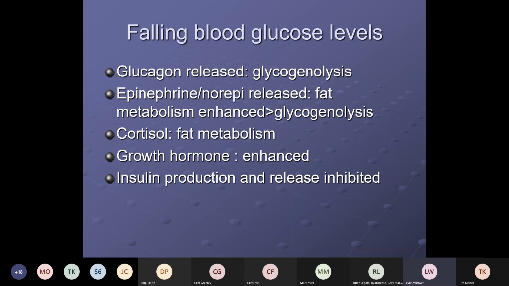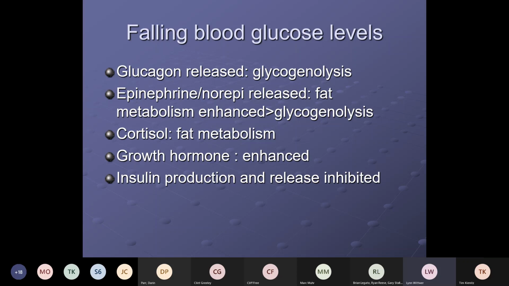Now, when your blood glucose level falls, and for most of us that's falling below 60, and in the case of a true diabetic, if it falls below 80, you begin to release the counter-regulatory hormones. Glucagon causes glycogenolysis, which means that it takes glycogen that's stored in the liver and breaks it down into the component parts, which are glucose. So it provides sugar for you. Epinephrine and norepinephrine are released, and they primarily enhance the ability to do fat metabolism, and they convert fats into glycogen, and then you get glycogenolysis, which releases the glucose.